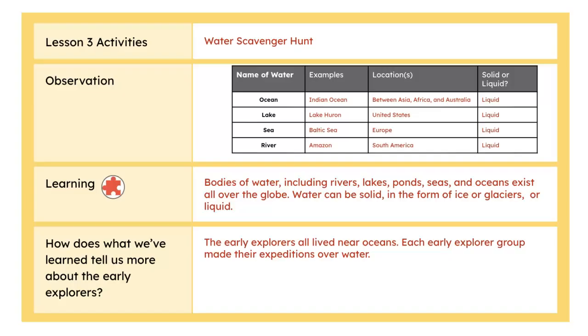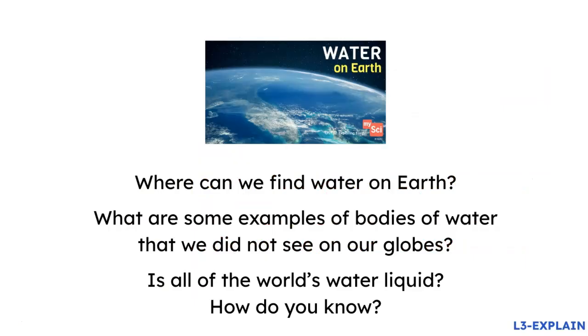You'll update the class chart of water categories so that students can recognize patterns. This chart should look identical to the Bodies of Water Scavenger Hunt student journal page. By the end of the discussion, students should understand that the early explorers all lived near oceans, and each early explorer group made their expeditions over water.